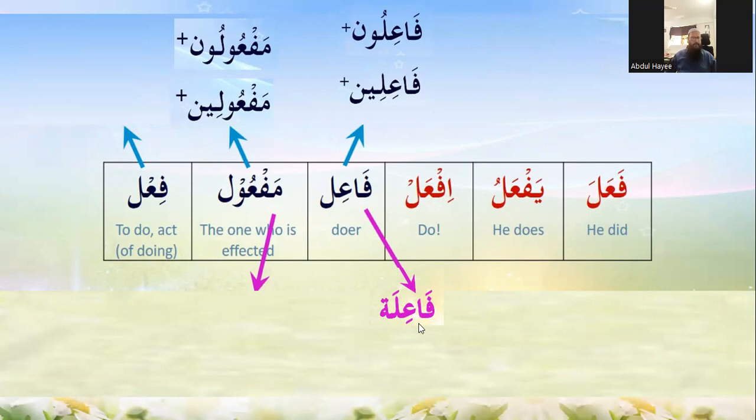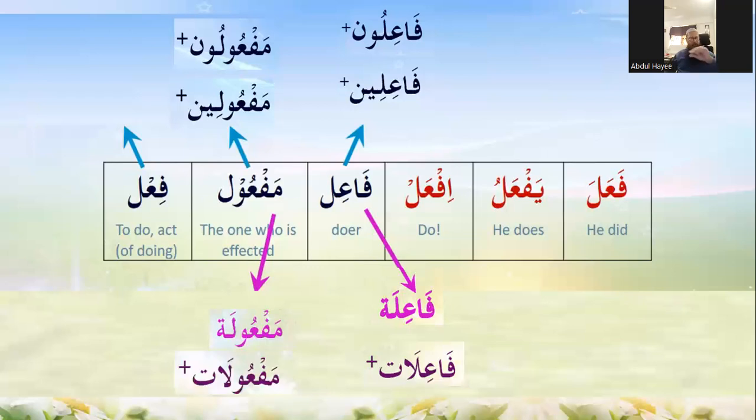From fa'il, we have fa'ilatun. Again, fa'ilatun has the three forms, with double dhamma, double fatha, double kasra: fa'ilatun, fa'ilatan, fa'ilatin. If I attach alif lam, it again has the three shapes. Al-fa'ilatu, single dhamma. Al-fa'ilata, single fatha. Al-fa'ilati, single kasra. And if I make plural, it will be fa'ilatun. In the same way with the maf'ul, it can have a feminine part, meaning maf'ulatun, maf'ulatan, maf'ulatin, and al-maf'ulatu, al-maf'ulata, al-maf'ulati. Its plural is maf'ulat.